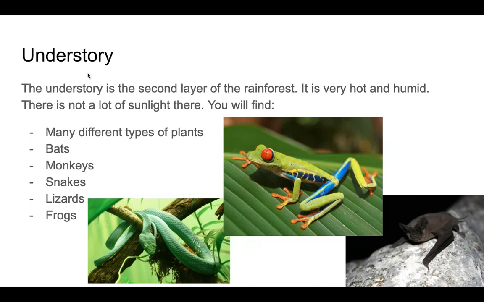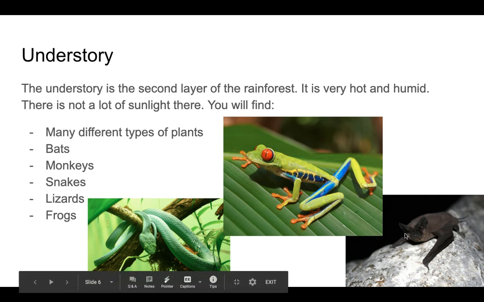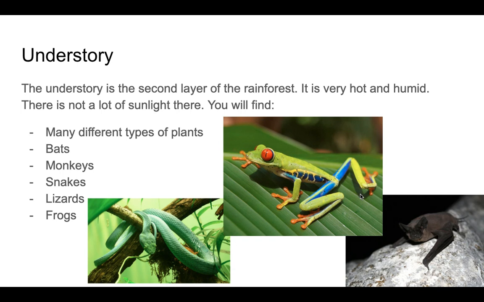Then we have the understory. The understory is the second layer of the rainforest. It is very hot and humid. There is not a lot of sunlight there. You will find many different kinds of plants. So there's lots of different plants and things that grow there. You'll see some bats like they're over here. You'll see a lot of different kinds of monkeys and some snakes. You might see some lizards, and then here you might see some frogs. And a frog that you can only find in the rainforest is this one. That's called a red-eyed tree frog.